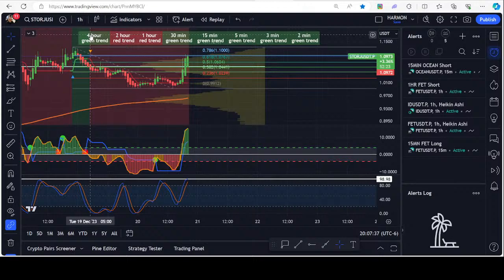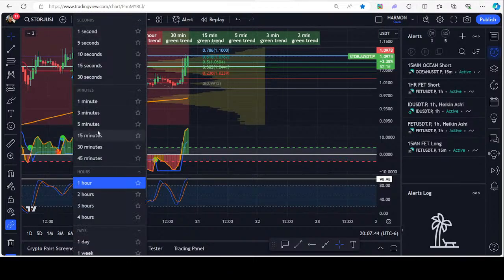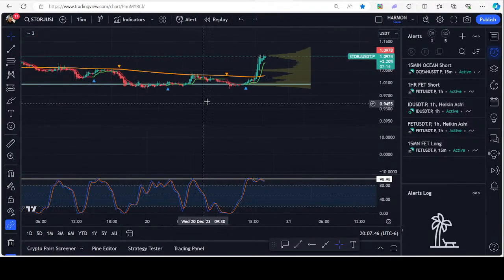So storage is actually making its move to the top here. So for the pullback here, I would be looking for a 15-minute red moon here.